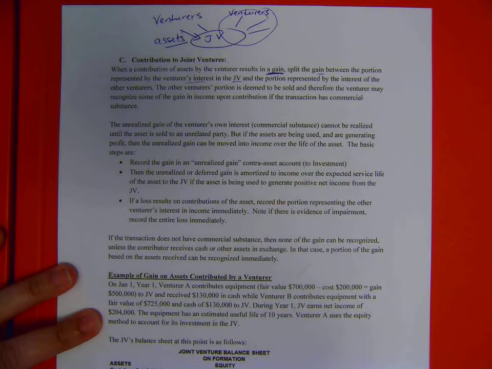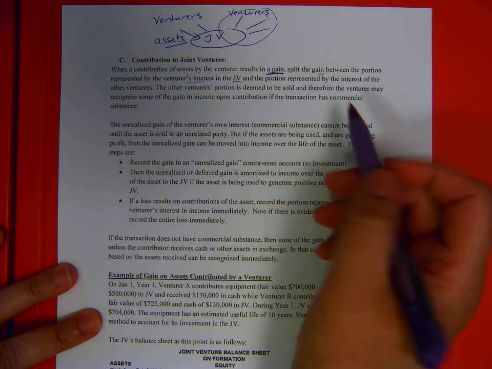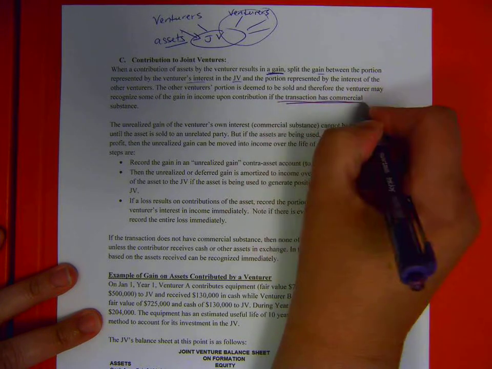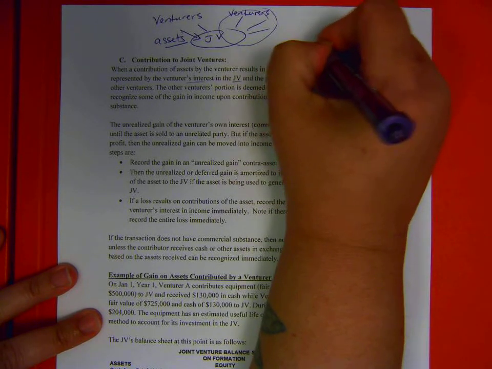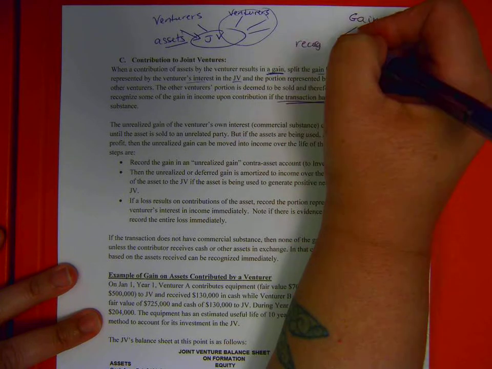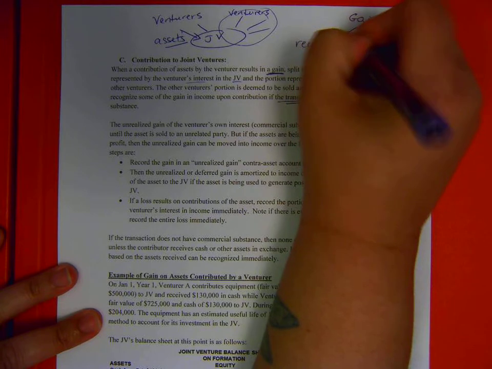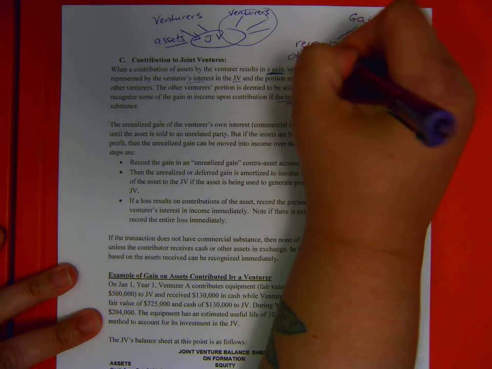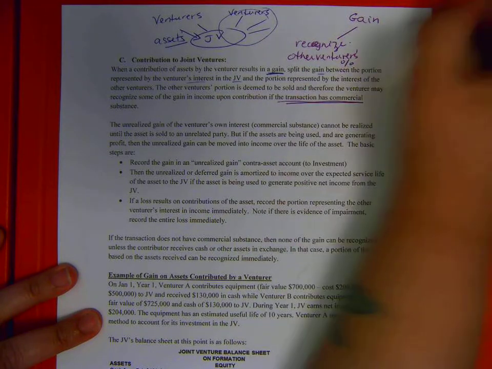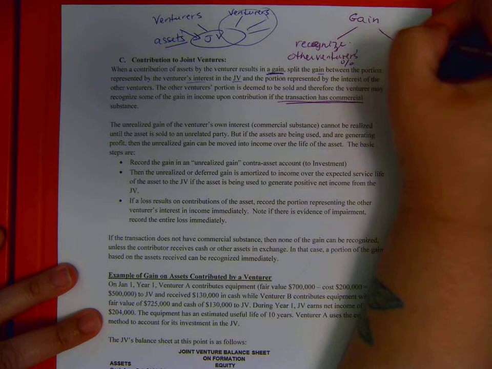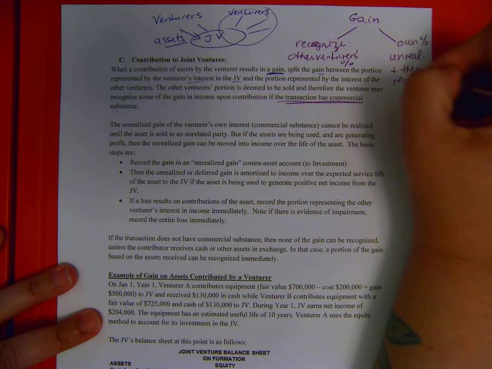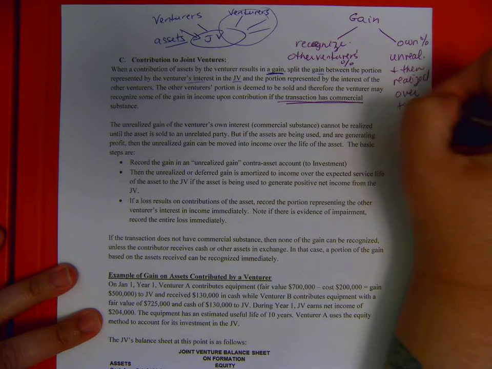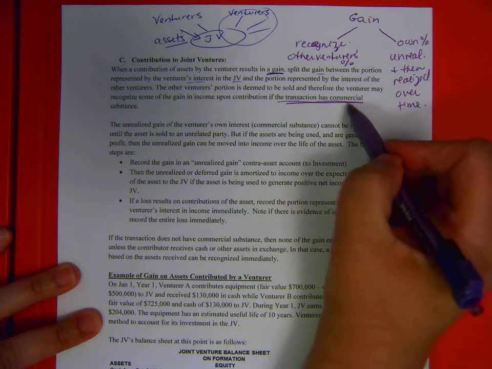So it breaks into two pieces. It talks about commercial substance or no commercial substance. So if a transaction has commercial substance, then if there's a gain, you can right away recognize the other venturers' percentage. And the venturer's own share is unrealized and then realized over time. So that's if the transaction has commercial substance.